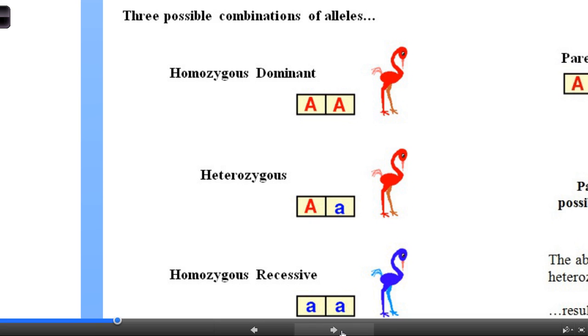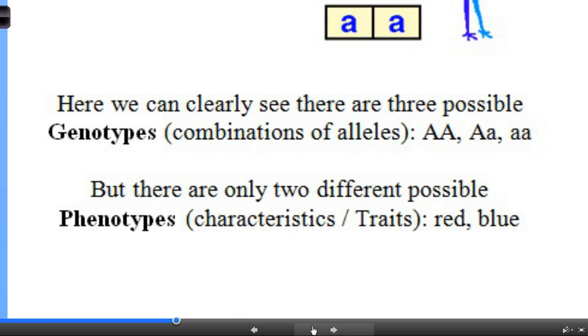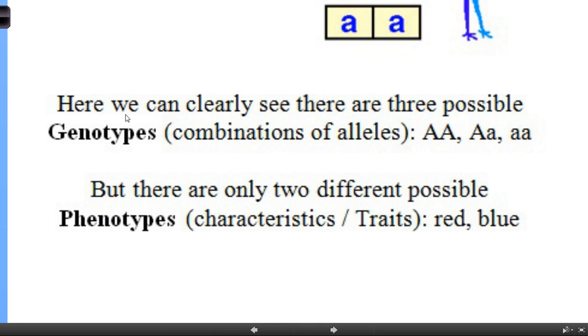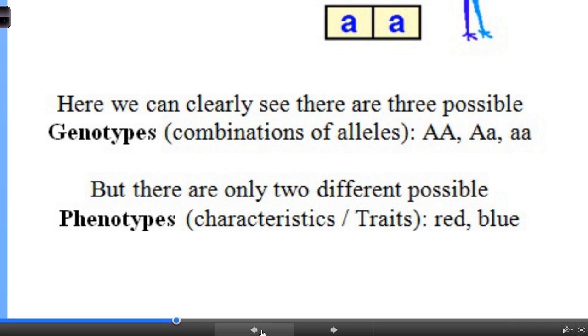The important thing to be aware of here is, firstly, you can see there are three different possible genotypes. Those are different combinations of alleles. We had big A big A, big A little a, and little a little a. But there are only two different possible phenotypes. The phenotype is the physical characteristic that results. So this is really important here. Genotype is the combination of alleles, and a phenotype is the physical characteristic.